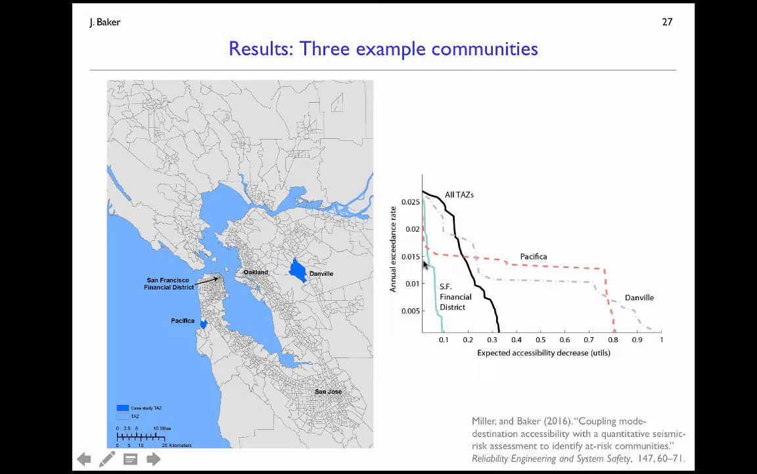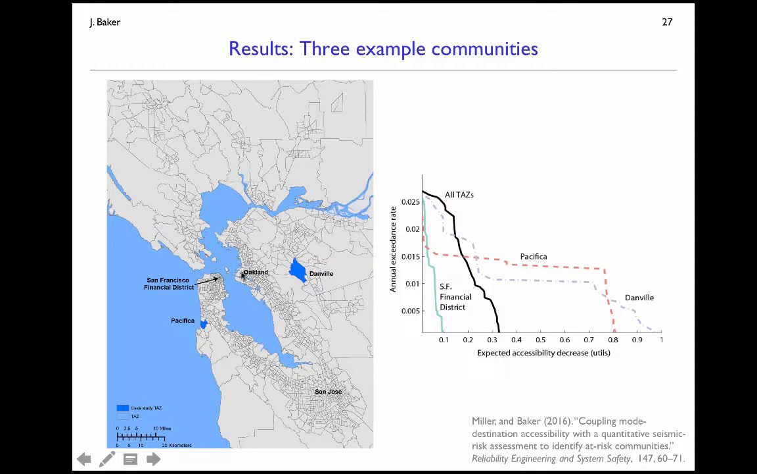So let's take the all TAZs line to get started. If we take all TAZs and, for each earthquake simulation, compute the expected accessibility decrease for all users of the network, we get this black line. So with a 0.025 per year rate, so once every 40 years or so, we're going to see some impact on the network that's non-trivial due to an earthquake. And then with 0.005 per year, let's say, you see on the order of 0.3 utils of decrease for the average user of the network due to earthquake impacts. So you can get a sense of the range of impacts.